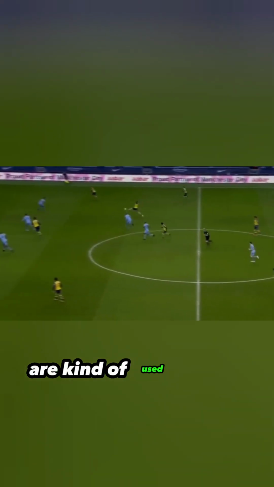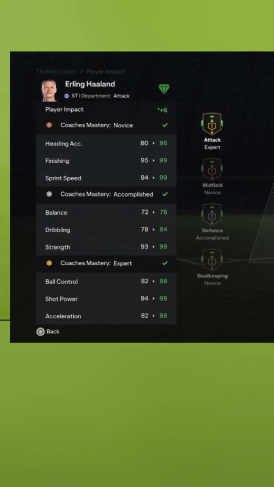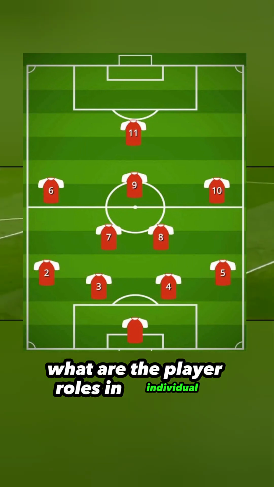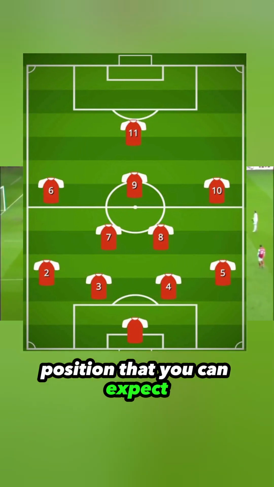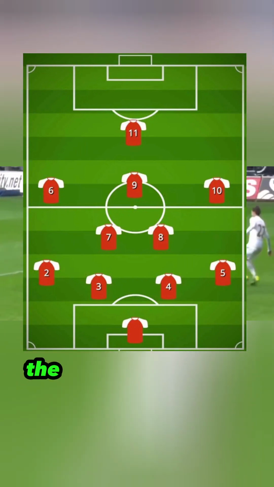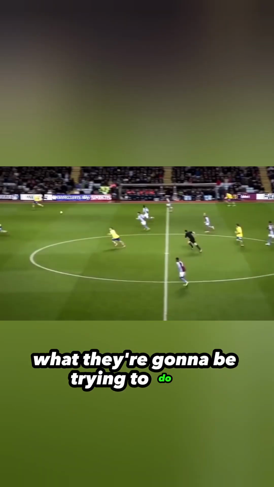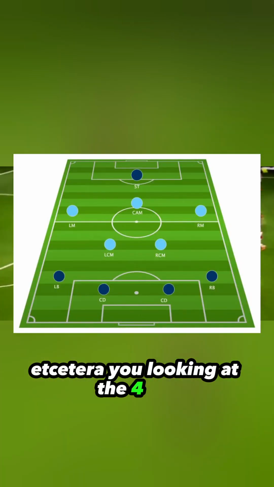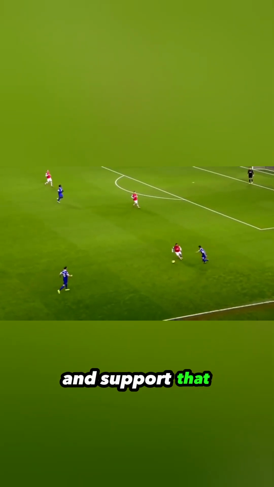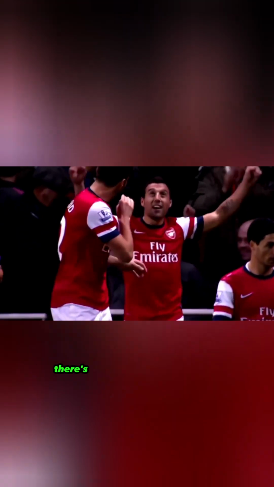Most of you are kind of used to player roles because of FIFA or EA FC 24. So when you're talking about player roles, you need to understand the 4-3-3 formation. What are the player roles and individual positions that you can expect, from the 3 forwards down to the 1 striker to the central midfielders, the type of support that you can expect from attacking and defense, the fullbacks, what they're going to be trying to do in overlapping, etc. You're looking at the 4-2-3-1 formation, also looking at the 1 striker, looking at the attacking support that they may provide a striker, the 2 central midfielders, what they're going to be doing, the fullbacks. These are a lot of things that you got to consider.